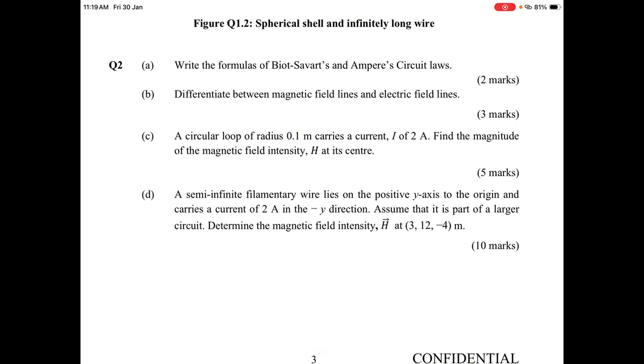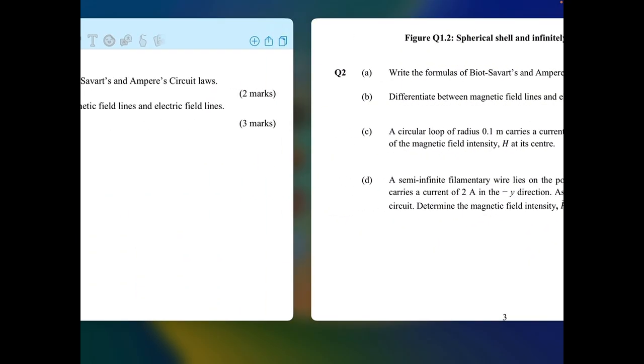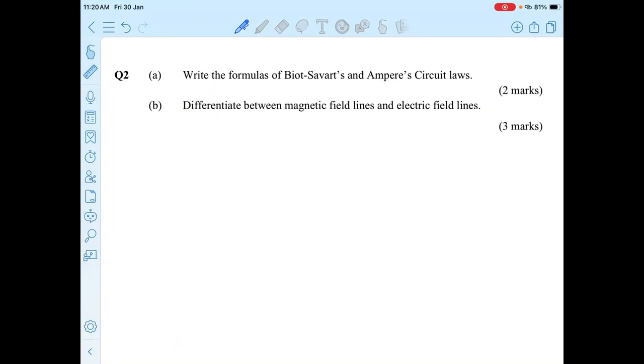Okay, so question 2, for the first one, you have to write the formula. Just write the formulas of Biot-Savart's law and Ampere's law. And B is to differentiate between a magnetic field line and also the electric field line. Okay, so question A is a very straightforward question. You just write down the formulas.